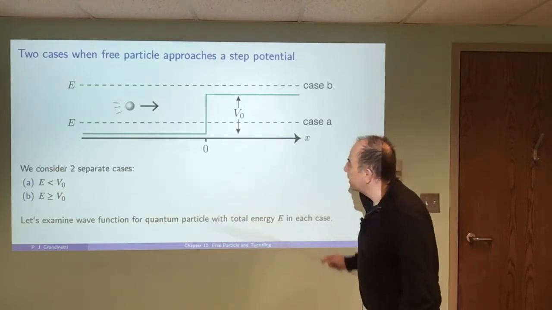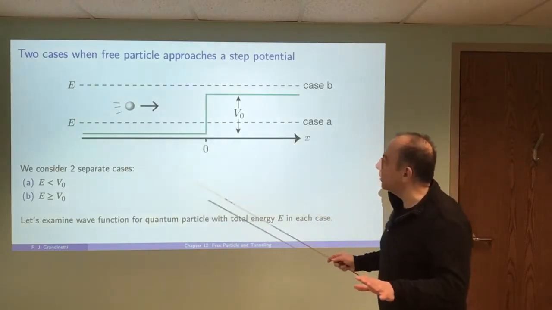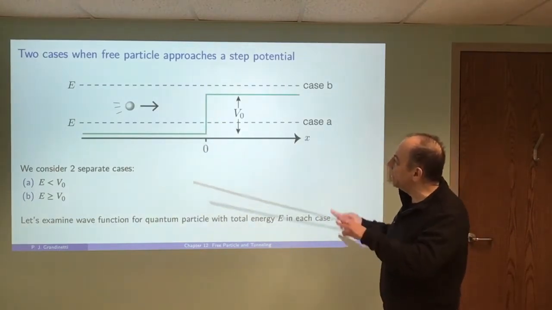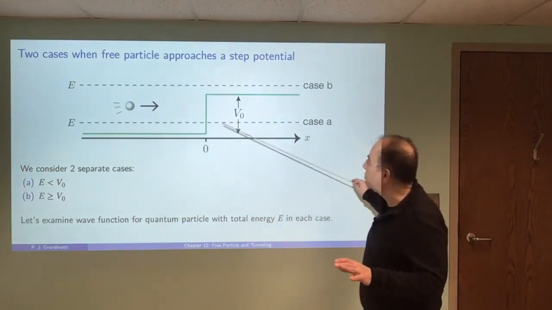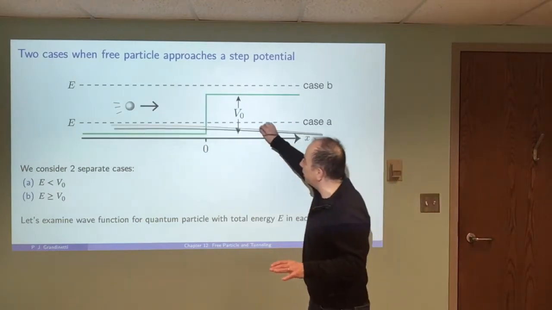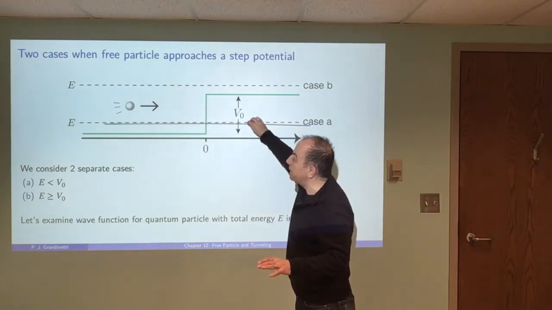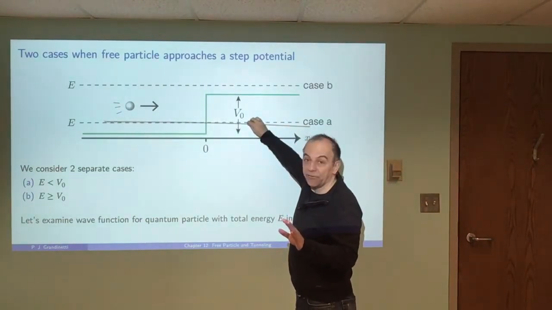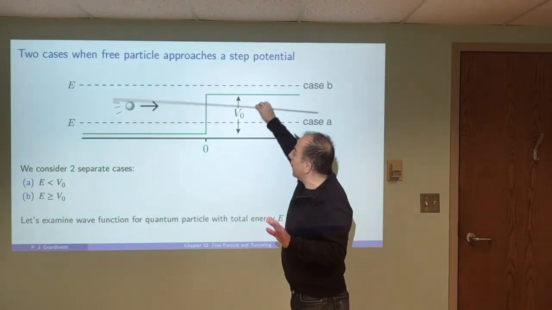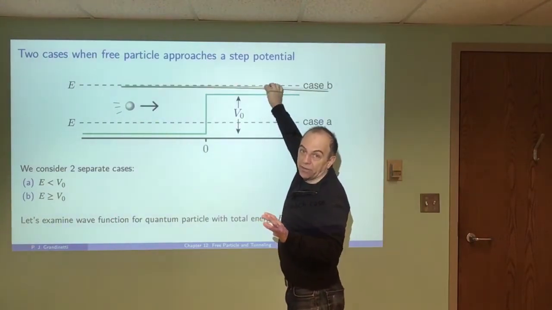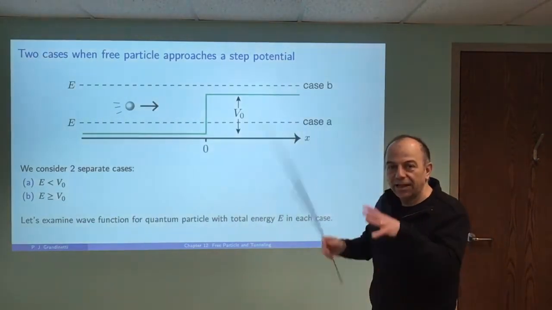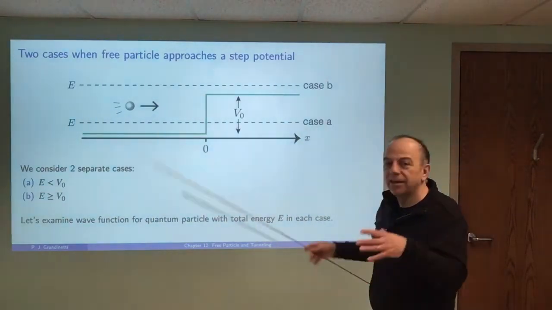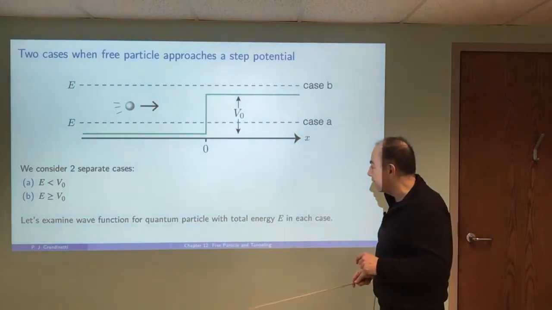So this is the potential, and we're going to consider what happens when our free quantum particle, this electron, approaches this barrier. We're going to consider the case when it doesn't have a total energy that's enough to exceed the barrier, and when it has more than enough energy to go past that barrier. We're going to look at these two separate cases and work out the details of the wave function, and then we'll combine them all together in the end.